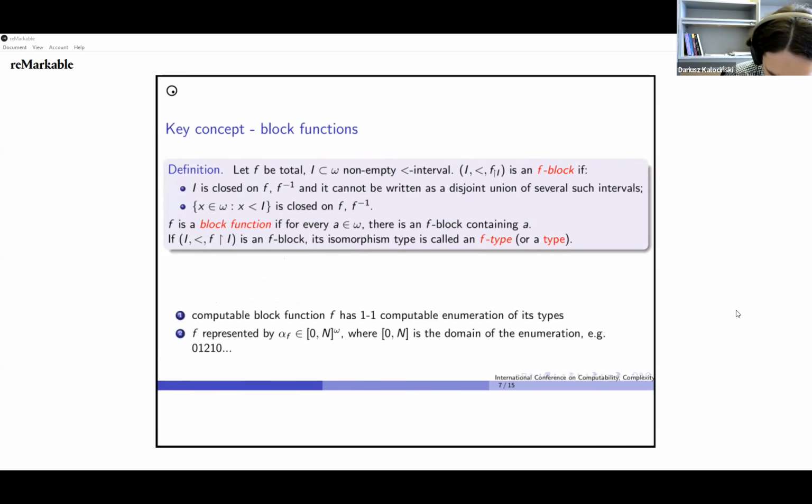Basically these kinds of functions can be represented, from a bird's view, as blocks concatenated, and within each block the function behaves somehow, right? And this behavior is referred to as a type, the isomorphism type of the block.